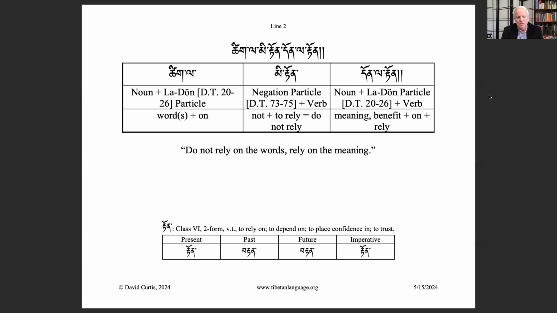And then there's tun, it's exactly the same because the verb that we have again in rely is a verb. So we put that so you can consult that again. Okay, so that's line 2. Sikla mitun, dunla tun. Don't rely on the words, rely on the meaning. This is now line 3.